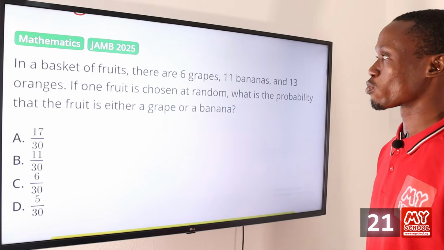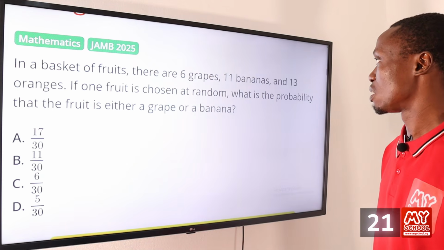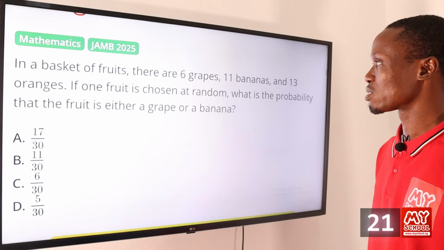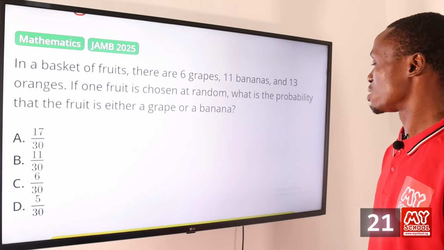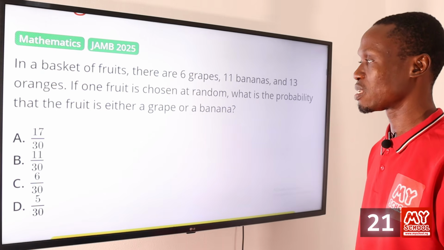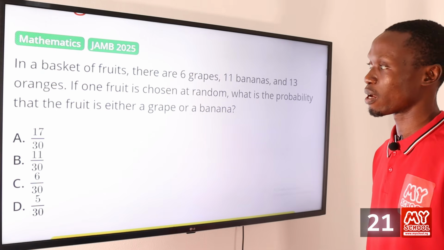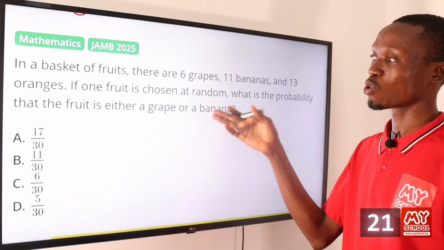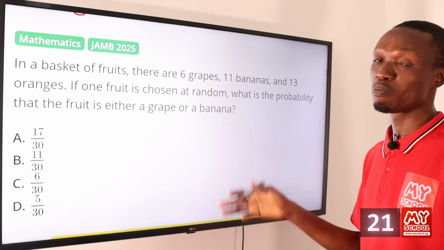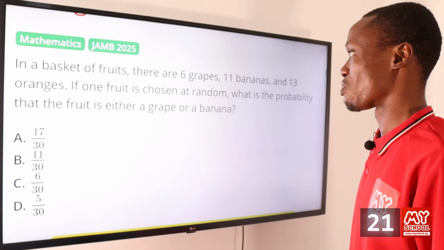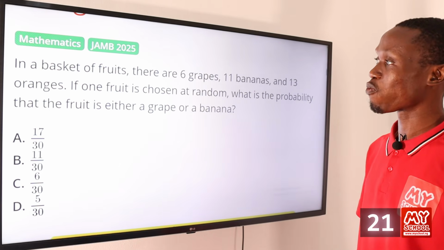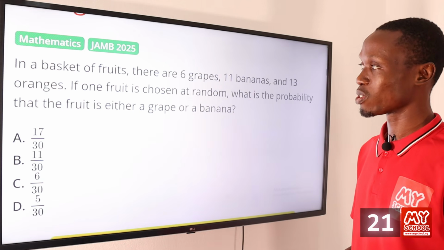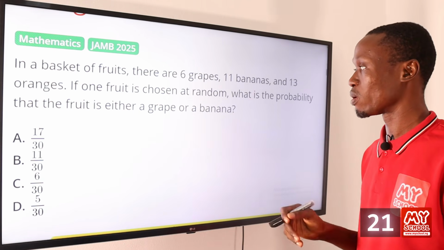In a basket of fruits, there are 6 grapes, 11 bananas, and 13 oranges. If one fruit is chosen at random, what is the probability that the fruit is either a grape or a banana? So basically, what you just have to take note of here is the word "or". Whenever you see "either, or", it simply means addition in probability, right? So in this question, we are asked, if one fruit is chosen at random, what is the probability that the fruit is either a grape or a banana?